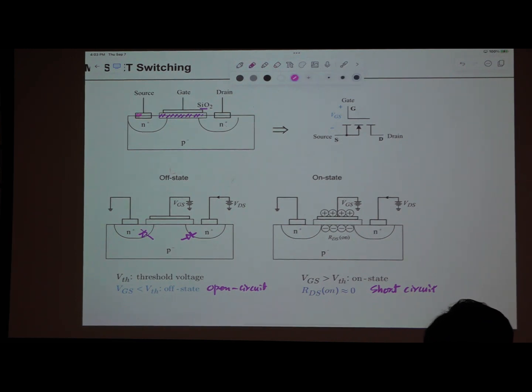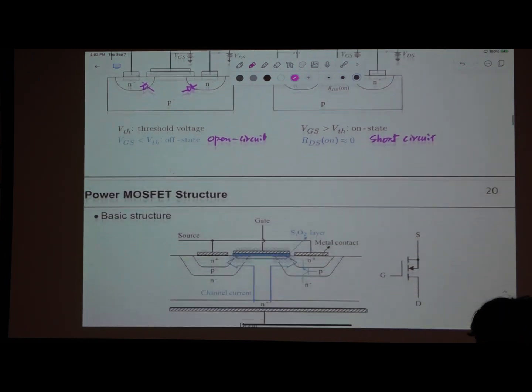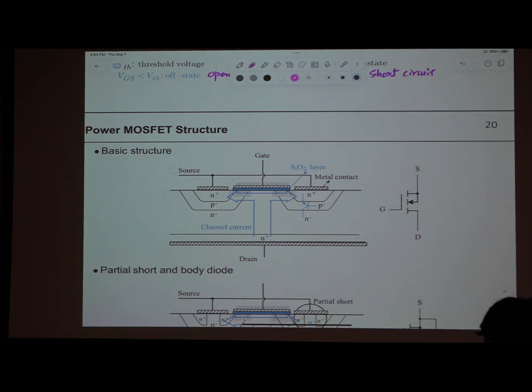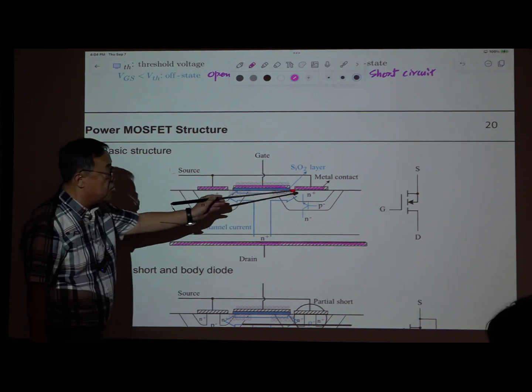Like aluminum, this is metal. And this is the metal part, the metal contact here. And this is the metal contact, okay? And there is a plate here. So the entire plate here is drain, and this is source.